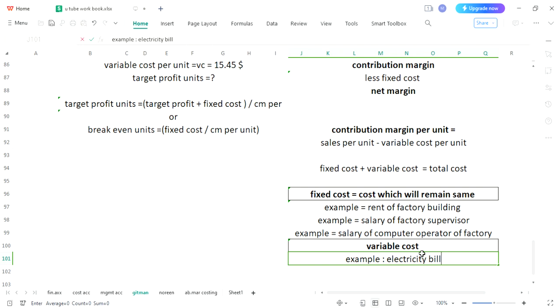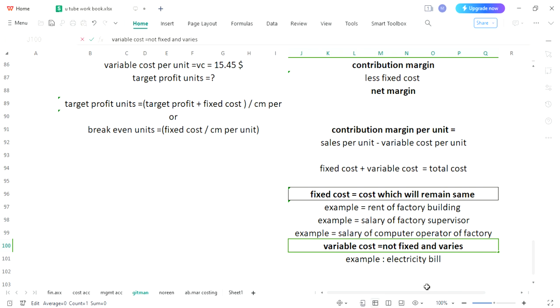If you are working for 15 days a month, your electricity bill would be different. So the more the level of production, the more electricity bill there would be to pay. In this way, variable cost is not fixed and it varies. It means if you increase your level of production, variable cost will increase. If you decrease your level of production, variable cost would decrease.